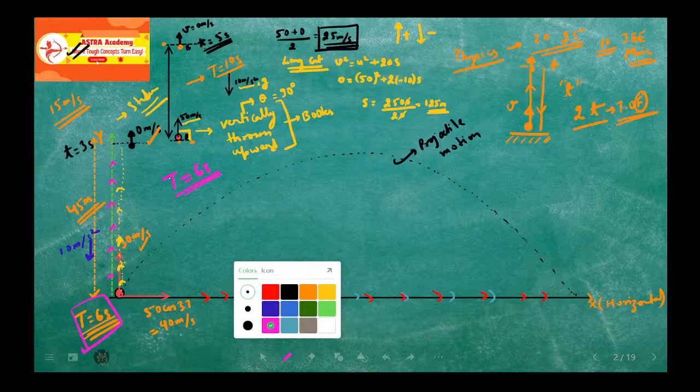I am studying motion in 1D only. This path is a result of 40 meter per second. Otherwise, the path would have been something like this. This was the path of vertical motion in the upward direction, and this used to be the path of vertical motion in the downward direction. But this 40 has expanded it and made it like this.